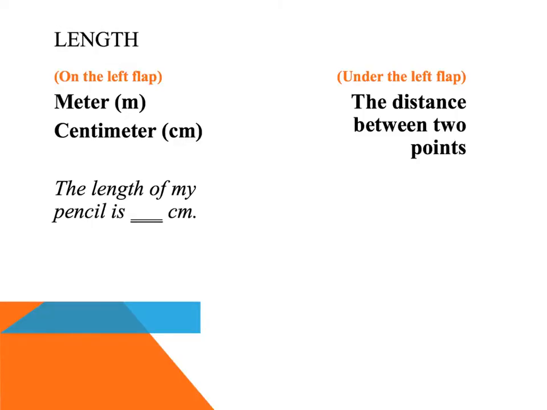All right, length is our first type of measurement we're going to talk about. The definition of length is really the distance between 2 points. So when we're talking about distance, we're talking about length. The unit that we're going to use for that is usually going to be meters or centimeters. Those are our standard units. Sometimes we'll use millimeters if it's really small. Sometimes we might use kilometers. In science, generally though, meters and centimeters are what we're going to use.